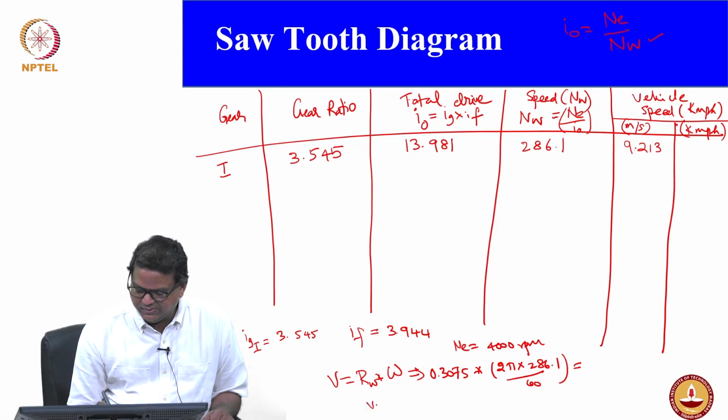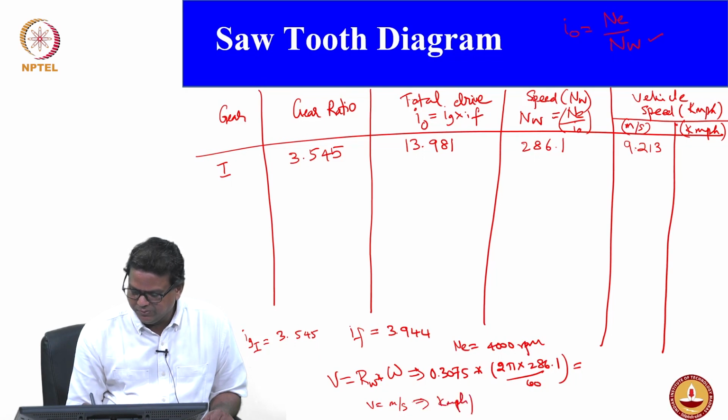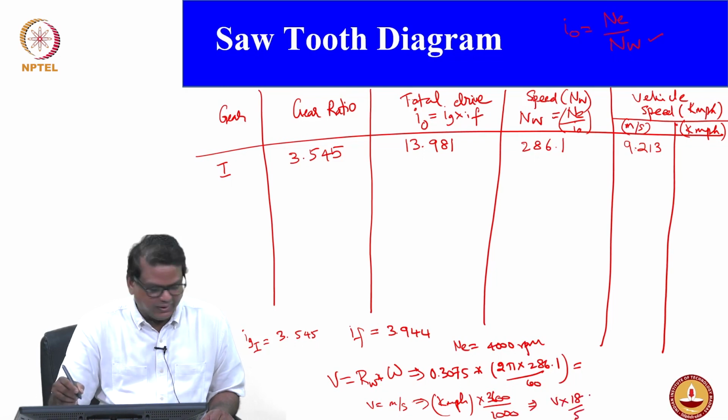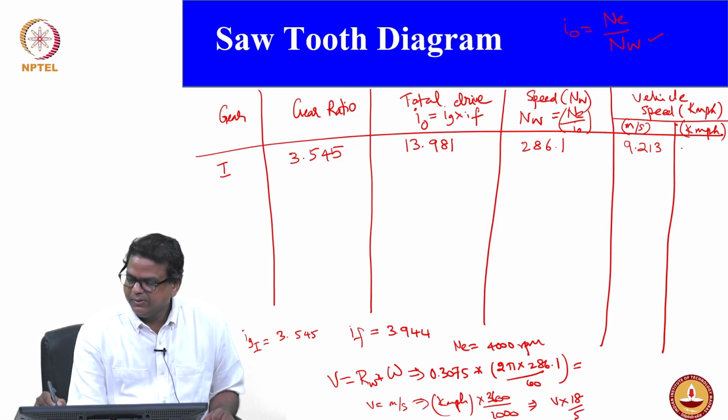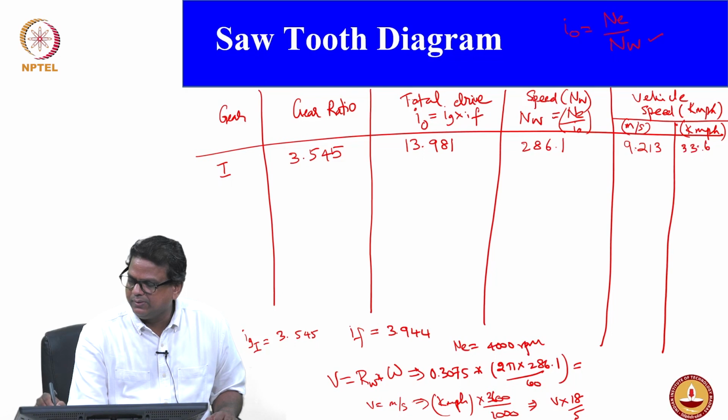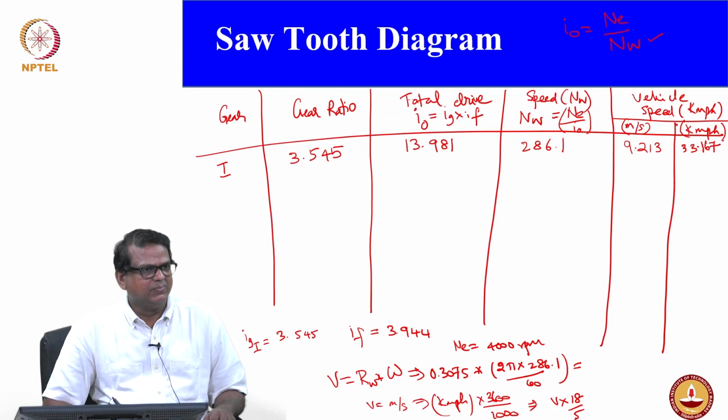V is in meter per second. If I want V in kilometer per hour, I have to multiply 3600 divided by 1000. That gives me V into 18 by 5. If you do that, you should expect 33.167 kilometer per hour. So this is the one.